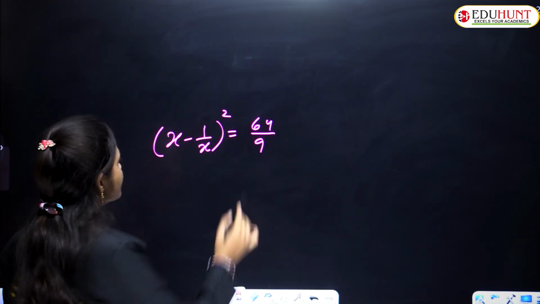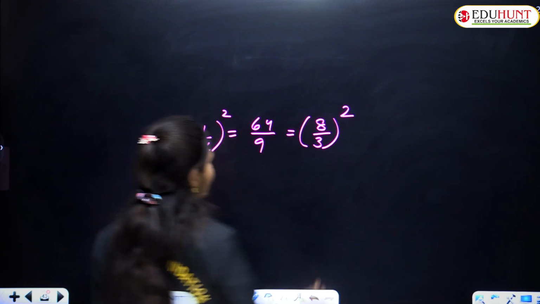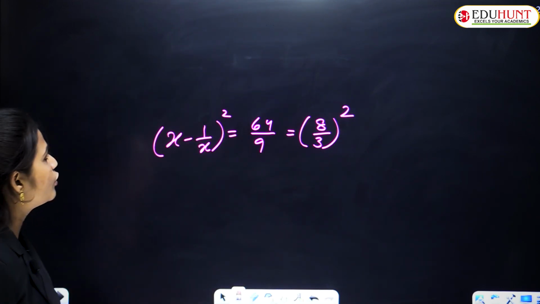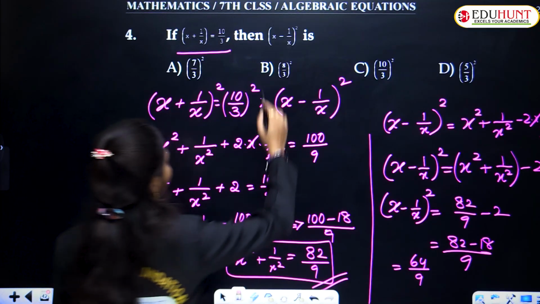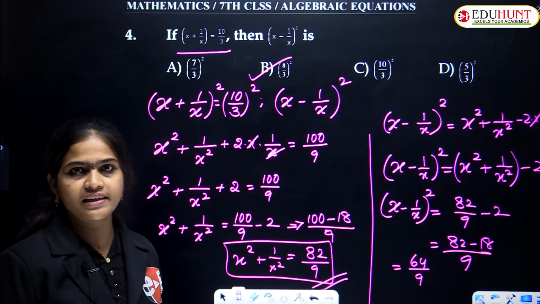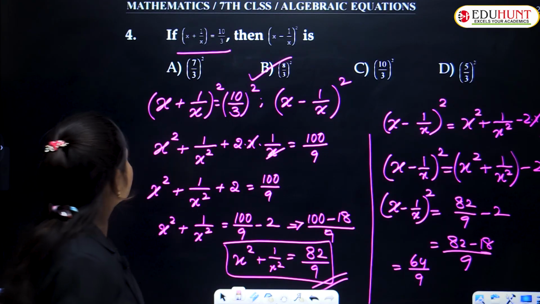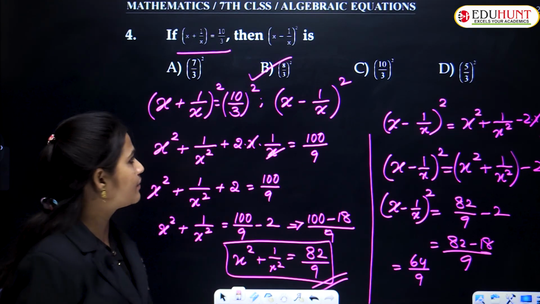Okay. Now here this one we can write it as 8 by 3 whole square. Shall we write like that? Why? Because options are given in the form of squares. Okay. So which option is correct ma? 8 by 3 whole square. Understand? So option B is correct here. Am I clear to you? So here fourth one answer is option B, 8 by 3 whole square.